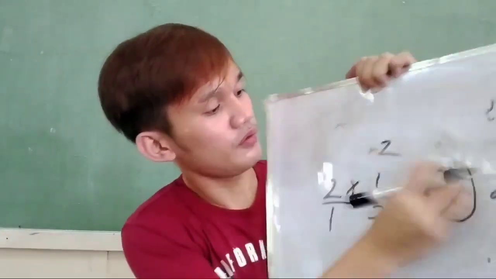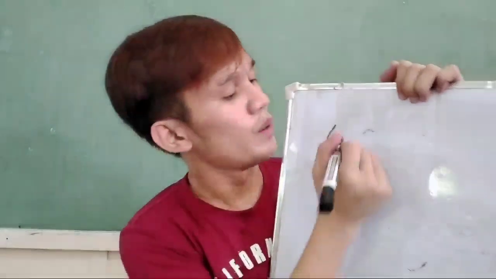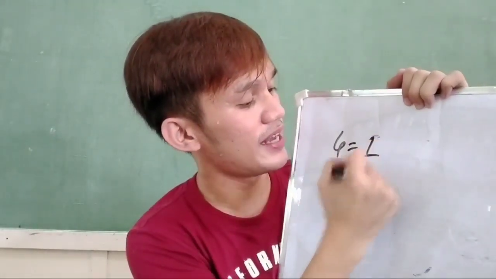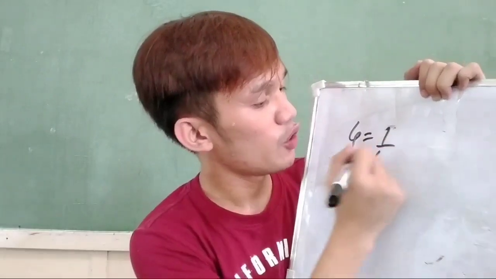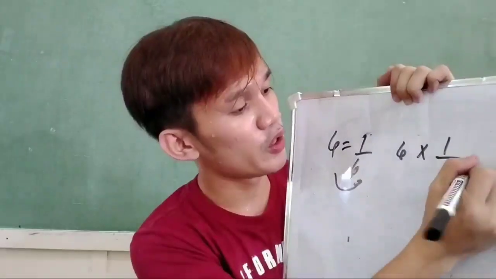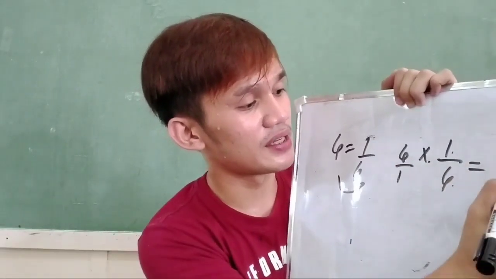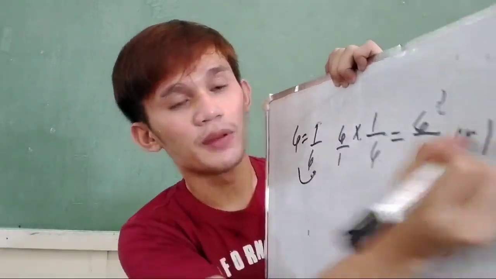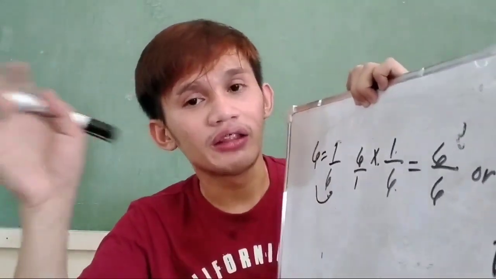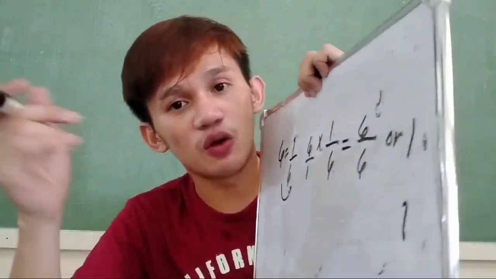Another example. 6. What is the multiplicative inverse of 6? It's 1 over 6. And if we multiply these, this will be 6 times 1 over 6. 6 times 1 is 6, and 1 times 6 is 6, or simply 1. It is always 1. The product of a non-zero number and its multiplicative inverse is always 1. So that is the multiplicative inverse property.